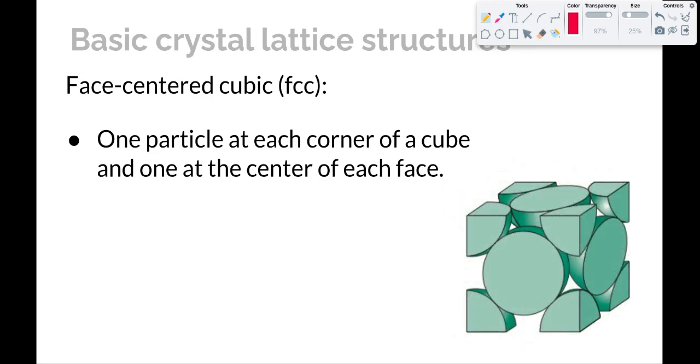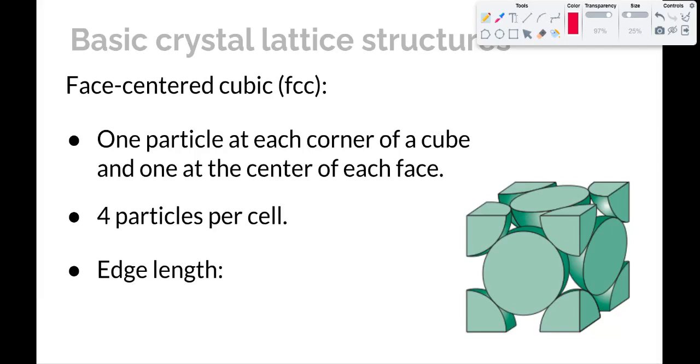Once again, we have 1/8 of a particle at each corner, so that's going to make up one atom. But each face has a particle that's been sliced just in half. So at each face we have half of an atom. On a cube there are 6 faces, so that's 6 halves, which is 3 atoms. So the unit cell contains 4 particles, 8/8 at the corners and 1/2 at each face.